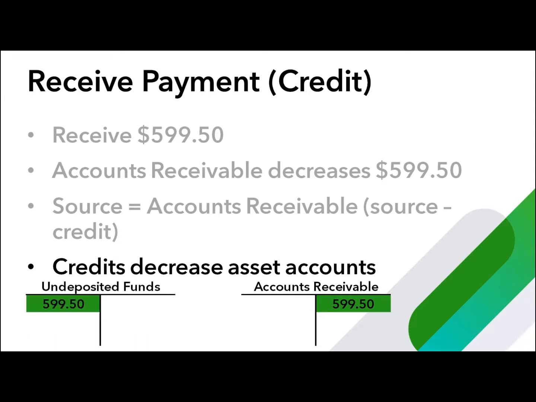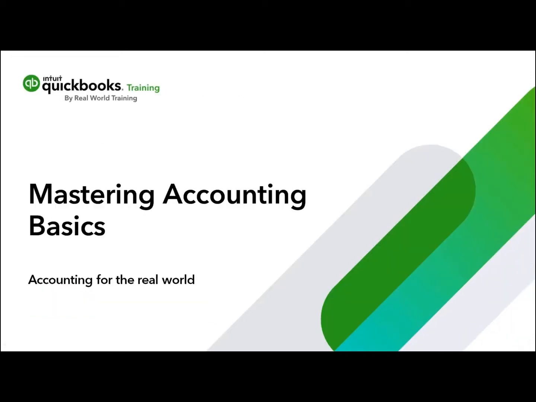Now let's bring back the other side of the transaction, the use, or where the money went. Undeposited funds. Your accounting is correct. Debits equal credits. In the next topic, you learn how QuickBooks makes this entry for you.